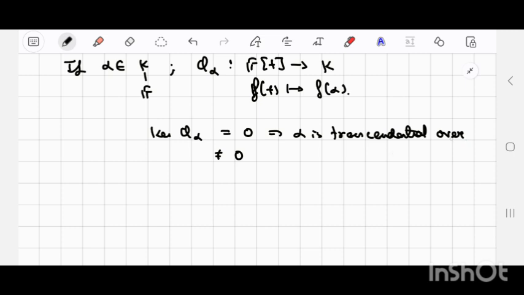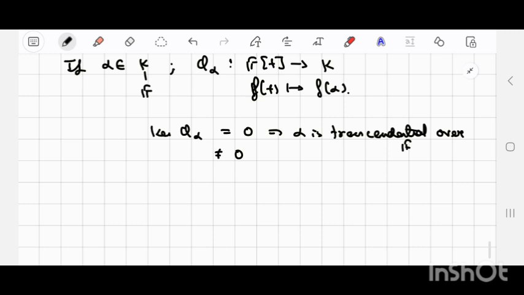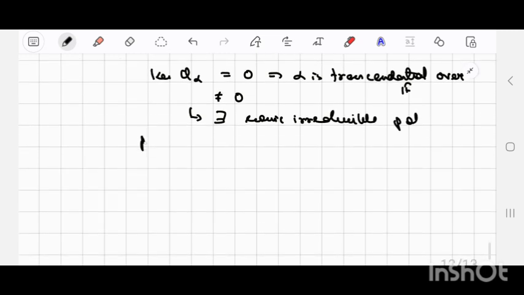over F, okay? And if it's non-zero, then since F is a field, F[t] is a PID, that polynomial rings over a field is a PID. So then what can I have? There exists some monic irreducible polynomial P(t) such that the kernel of phi alpha is generated by P(t).